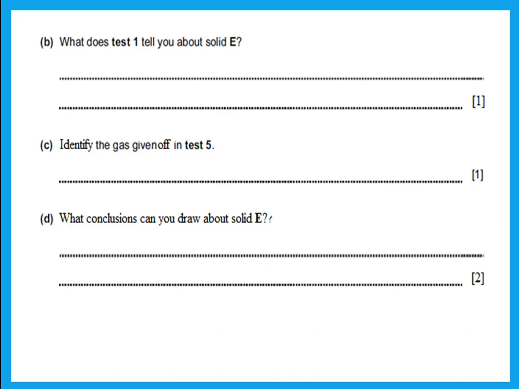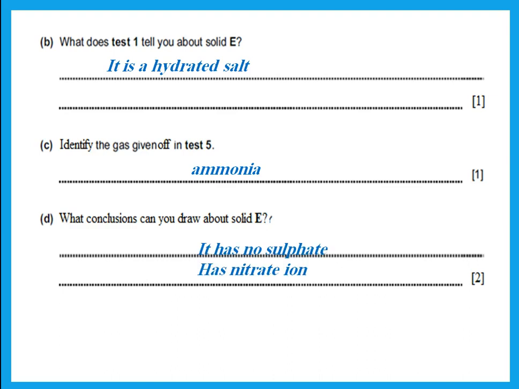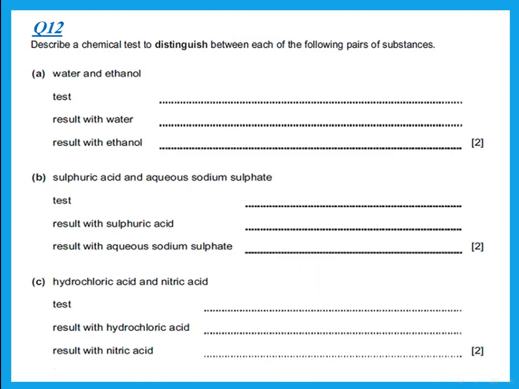If we go back to test 1, you'll find that that is the test where he said he heated the solid and it gave drops of a liquid at the top of the tube. That means that it is a hydrated salt. And then he says identify the gas given off in test 5. That test 5 was the one where we were testing for nitrate and it gave out ammonia gas. Now, what conclusions could we draw about the solid? What did we find about it? We found that it has no sulfate and that it has nitrate ion.